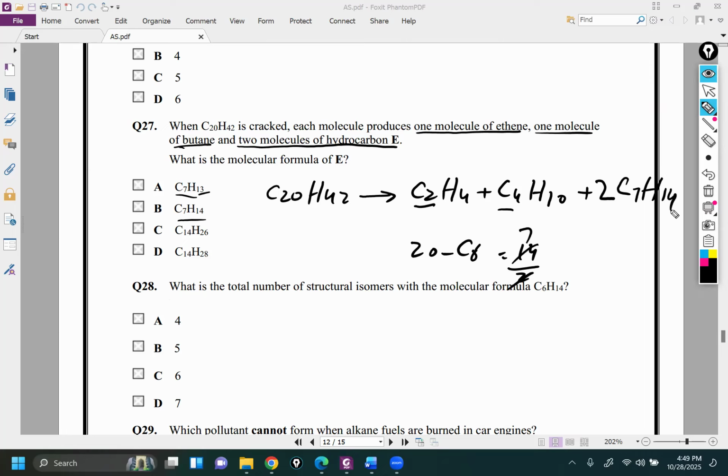Now just review it again. Carbon 2, carbon 4, 6 carbons and 14, so 6 plus 14, 20. So it is okay. Now hydrogen: 14 times 2 is 28, plus 10 is 38, and 38 plus 4 is 42. So this is also correct. So the correct option is option B.